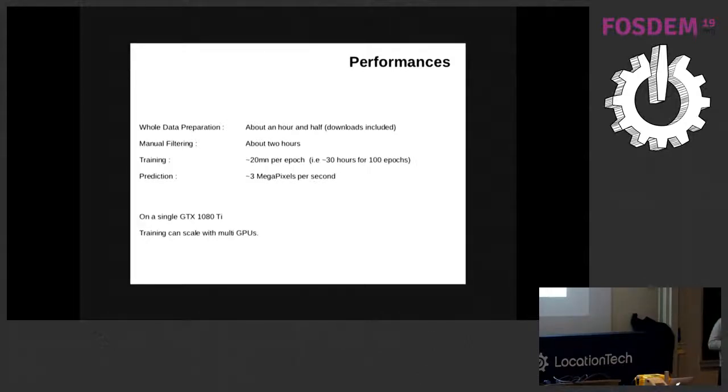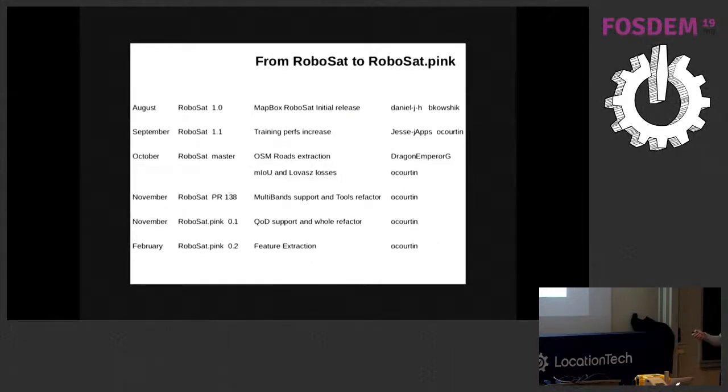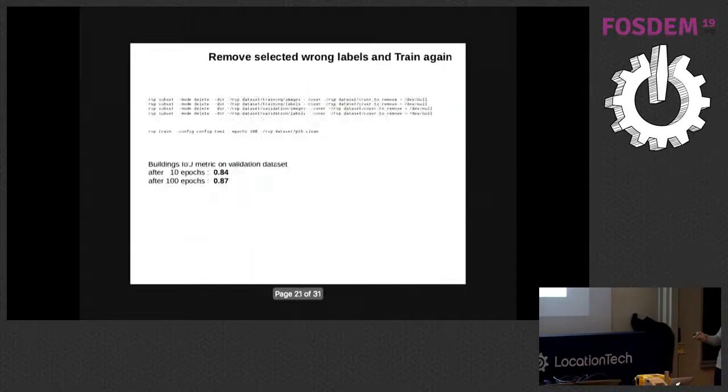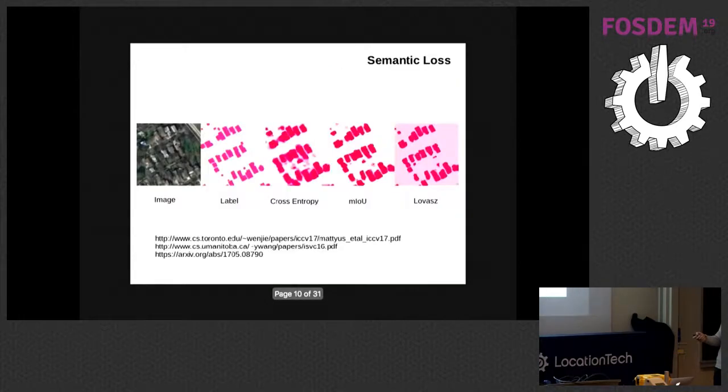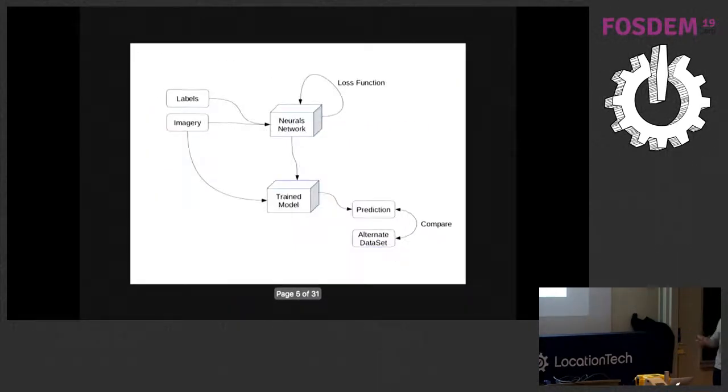There was one question. Have you thought about or tried to use the system for other features, other than buildings? Yeah. Right now, on RoboSat.pink, there is already the ability to extract roads from the PDF, so that's the first part. And since you get the labels here, you can specify what you want. So even if right now you can already grab buildings and roads easily, if you have another kind of feature you want to classify, it's up to you.